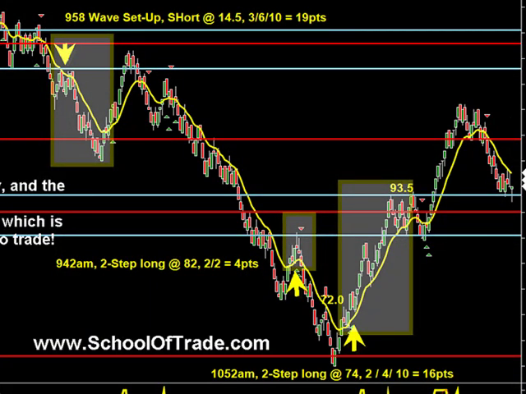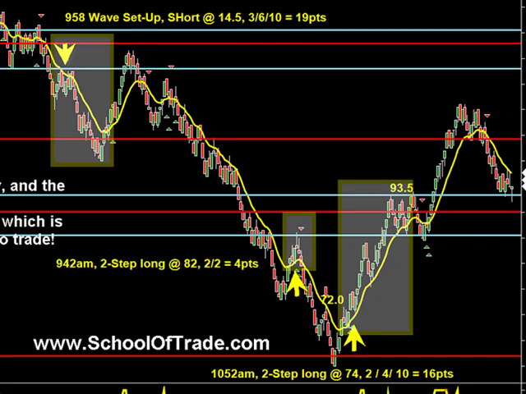This is a short trade here at 14.5. Took profit at 3, 6, and 10 points for a total of 19 points there. So as you can see, guys, before 10 o'clock this morning, we were adding up the points as the market unfolded. 9:42, all right, 9:42 this morning, two-step long at 82.